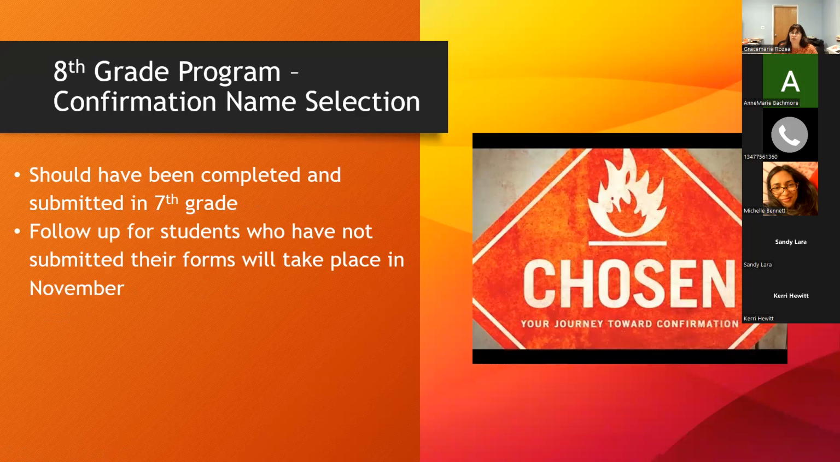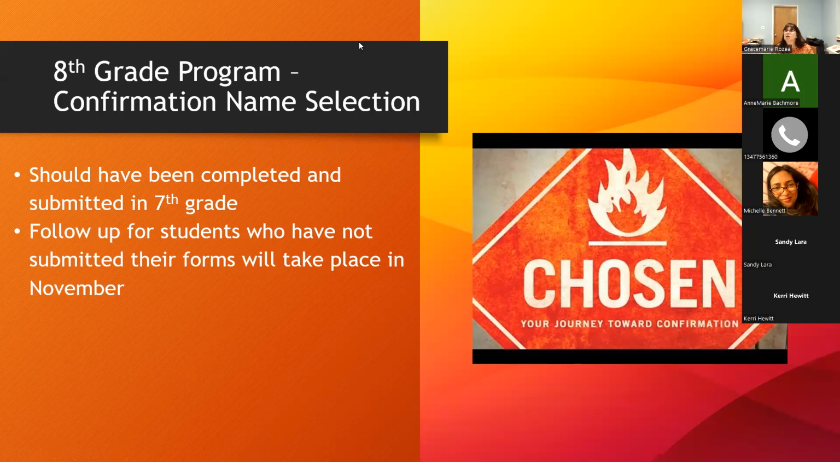This was sent home last year, so they should have completed the form and submitted that while they were in 7th grade. And we are now reviewing to see who we did not receive that from. When the catechists come to the meeting in November, they will be given a list of students who have not submitted those to us yet and a new form so that this can be taken care of. This has to be completed as soon as possible. So hopefully we had the majority of them returned to us already. But if you haven't and you know it, please do give that to your child's catechist so that they can return that to us.